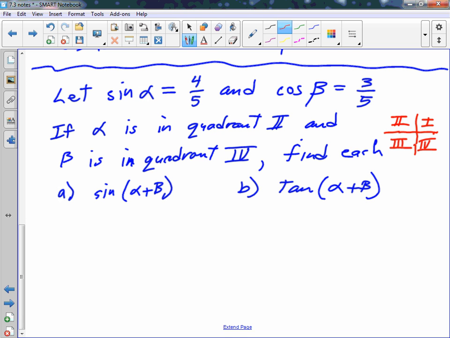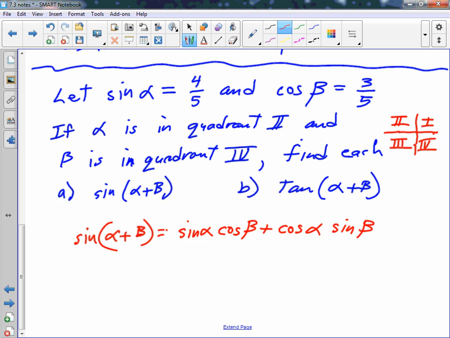So then, what can we do to find these? Sine alpha plus beta. What was our identity for that? Sine alpha cosine beta plus cosine alpha sine beta. Somebody check me on that. I'll get those wrong. Sine alpha, cosine beta, cosine alpha, sine beta.